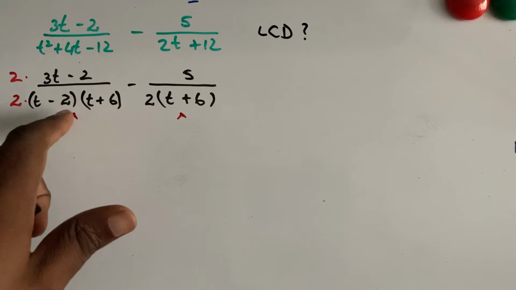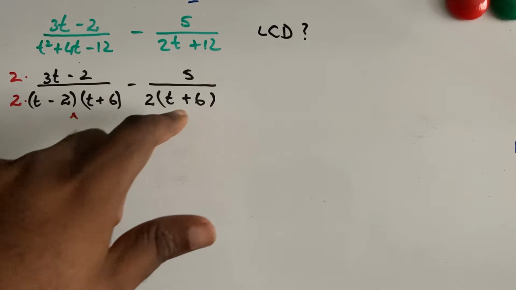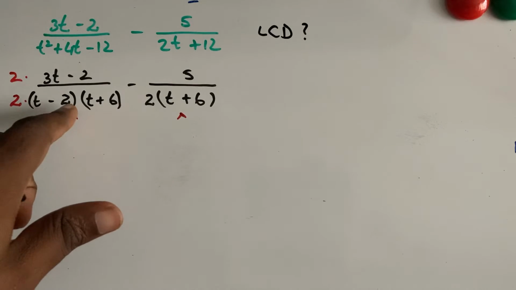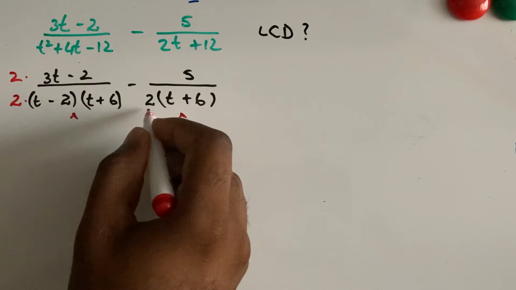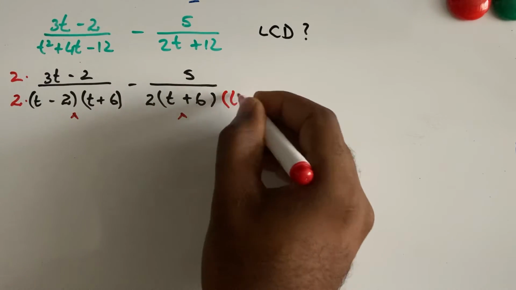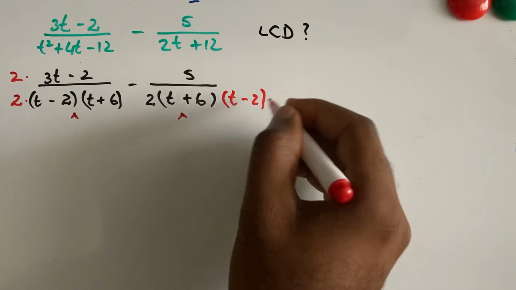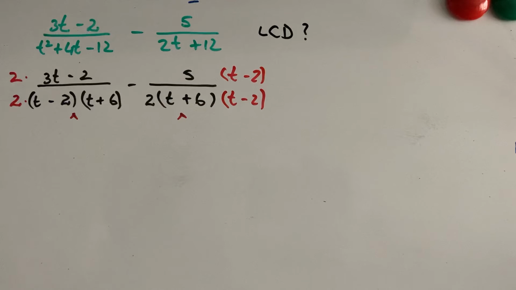Now, what do you see here that's not on the denominator here on the right? Well, it's t minus 2, because I have t plus 6 here. T plus 6 is here. The 2 is there now, but the t minus 2 is not here. So I'm going to put t minus 2 here. Therefore, I'll do the same thing for the top, t minus 2. Guess what? That's it. That's all you have to do. Then now we can just do the math.